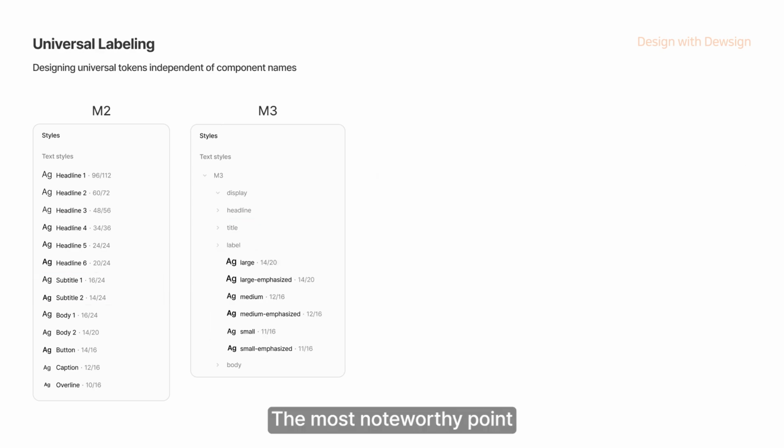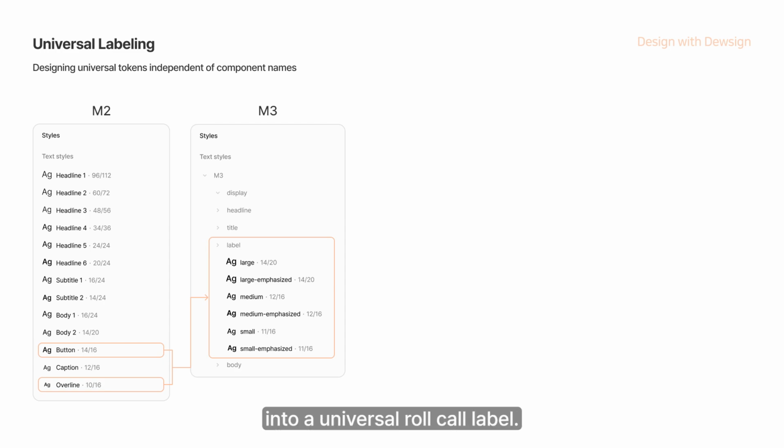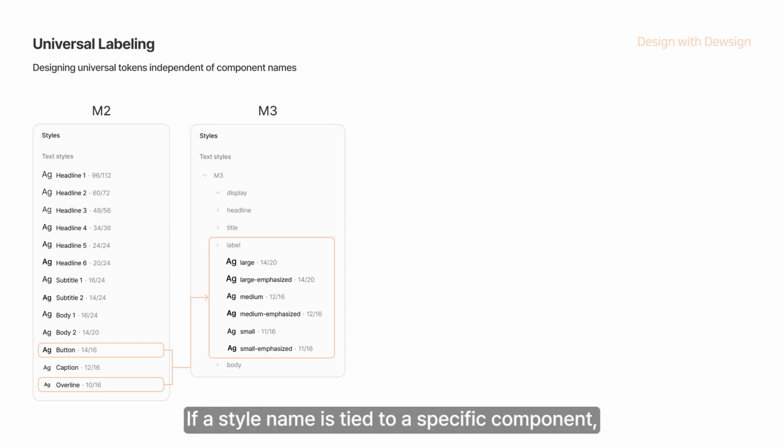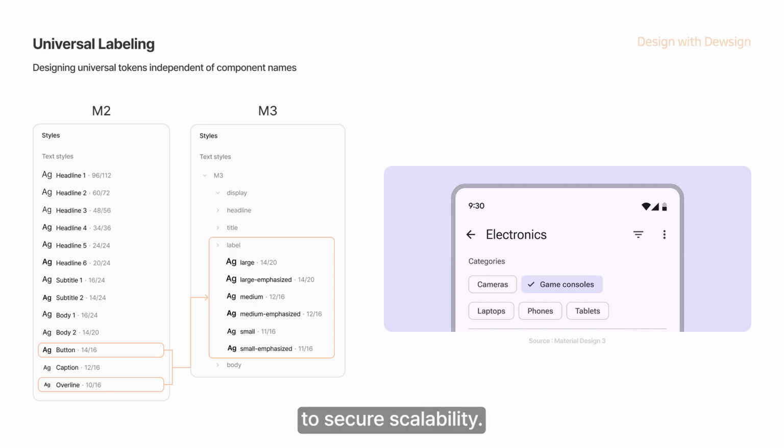The most noteworthy point is that styles with specific component names, like button or overline, have disappeared. These have now been integrated into a universal role called label. If a style name is tied to a specific component, the flexibility of the design system drops. Instead of using component names, Google unified the naming into label, for its true mission to secure scalability.